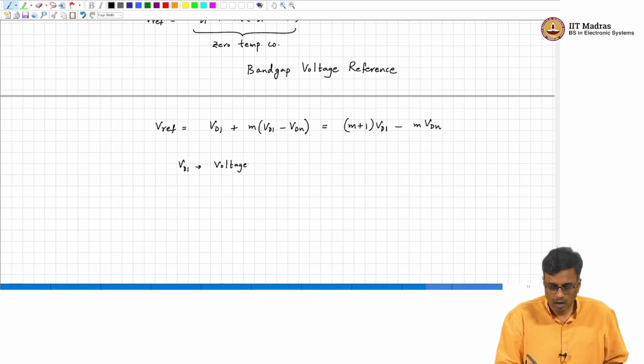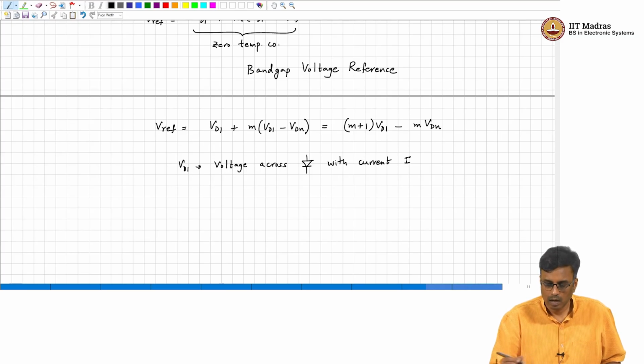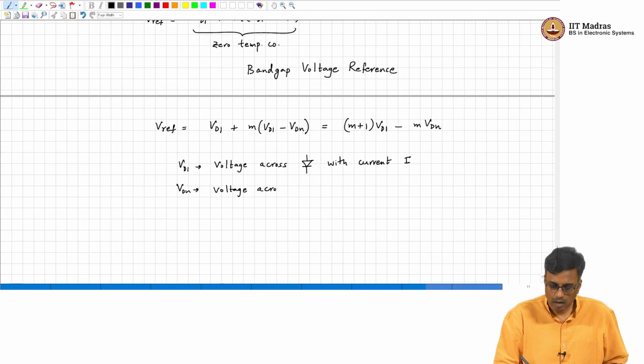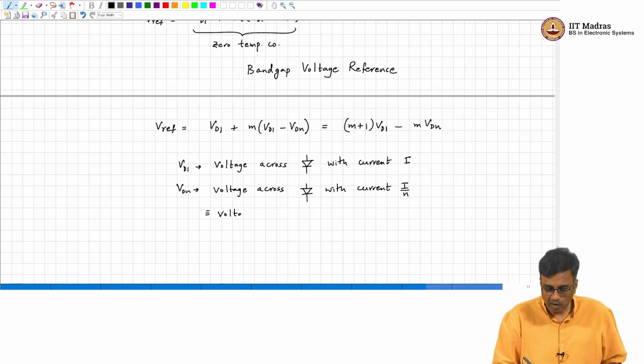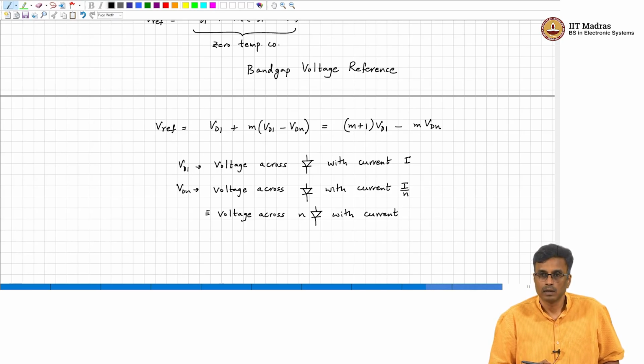Vd1 is the voltage across a diode with current I. VDN is the voltage across the same diode with current I by N, which is also the same as the voltage across N diodes with current I.